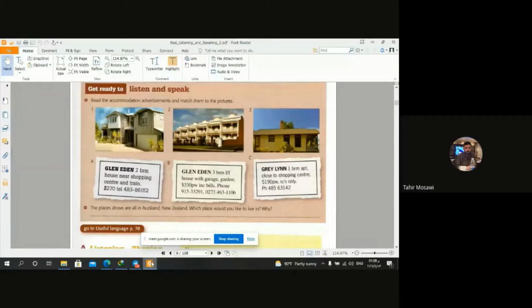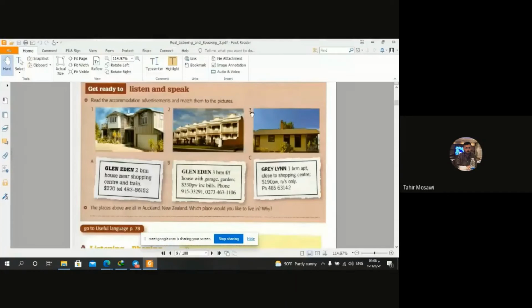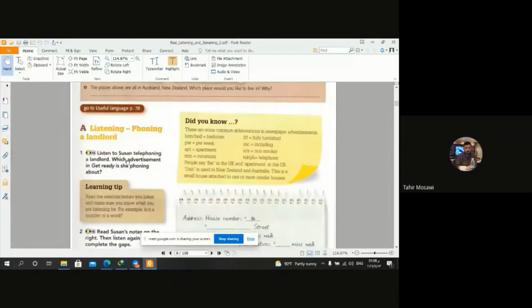Okay. So yeah, I also think it's C, about number 3, and that's because he said that there are two bedrooms in the house, and that it is near the shopping center and the train station. So yeah, it is about number 3 and advertisement A.